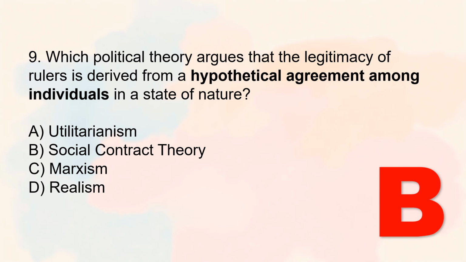Now, let's discuss the other choices. Utilitarianism is incorrect as it is a moral theory focusing on maximizing overall happiness rather than justifying government authority. Marxism views government as a tool of class struggle rather than a contract between individuals. Letter D, realism is incorrect as this is in political science, focusing on power and self-interest in international relations. Letter B is the best answer.